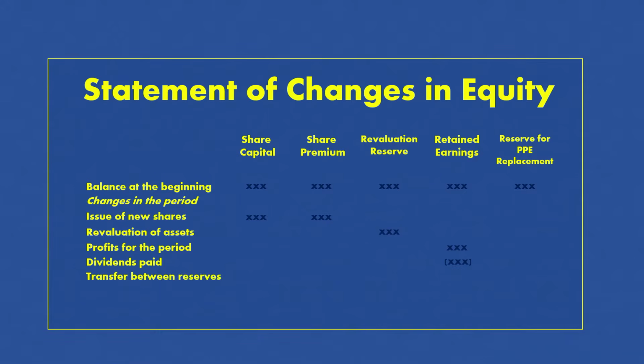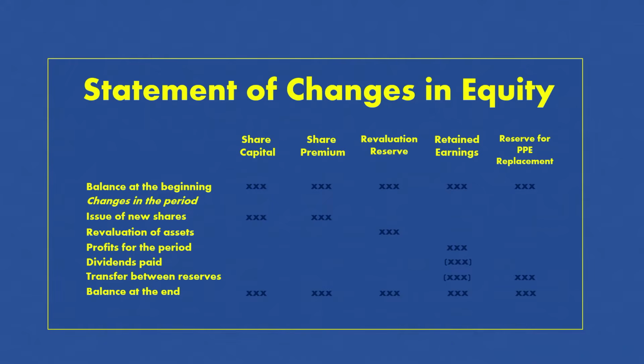And then we have transfer between reserves. If we would like to reclassify our retained earnings to the revaluation, if we do that, that will also be shown here in the statement of changes in equity. And then finally we will have balance at the end. So this is actually a very straightforward and easy statement.